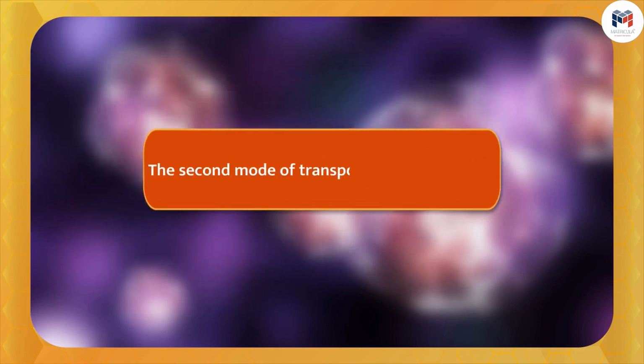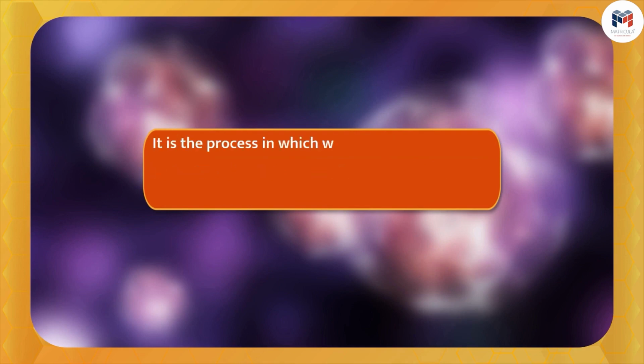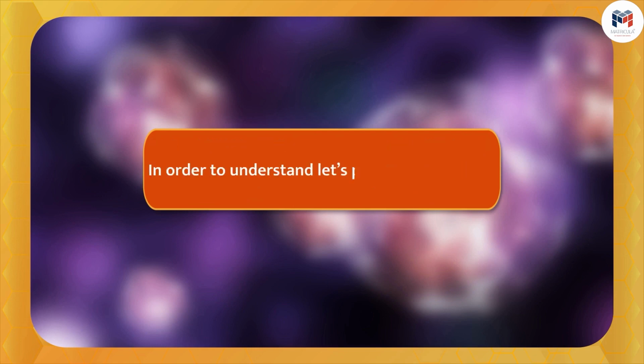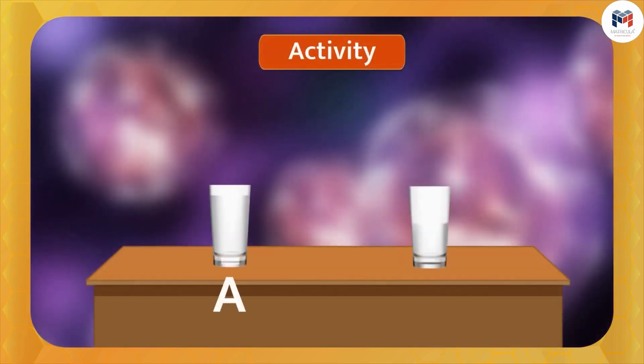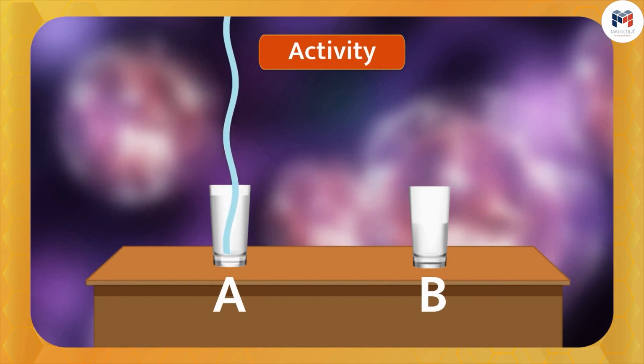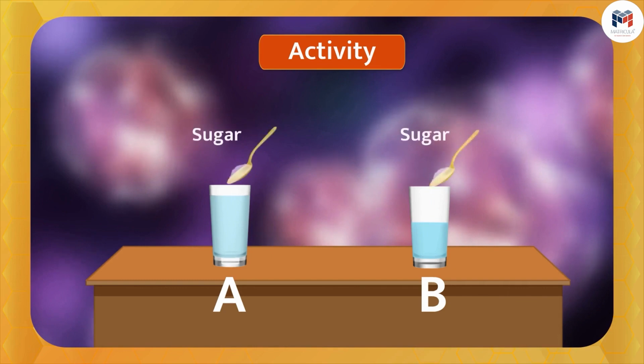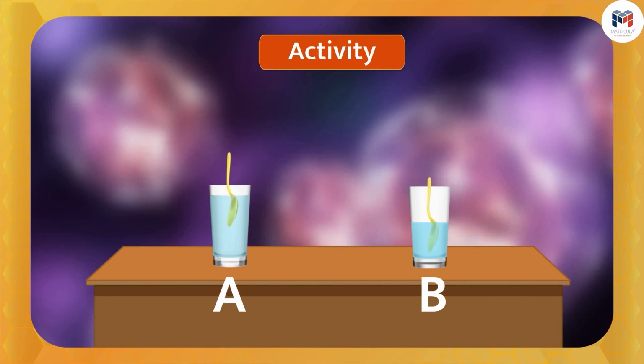The second mode of transportation is osmosis. It is the process in which water moves from higher concentration to a low concentration through a semi-permeable membrane. In order to understand, let's perform an activity. Activity. Take two glasses, A and B. Add some water in glass A, then glass B. Now, mix equal amounts of sugar or salt in them and make a solution.